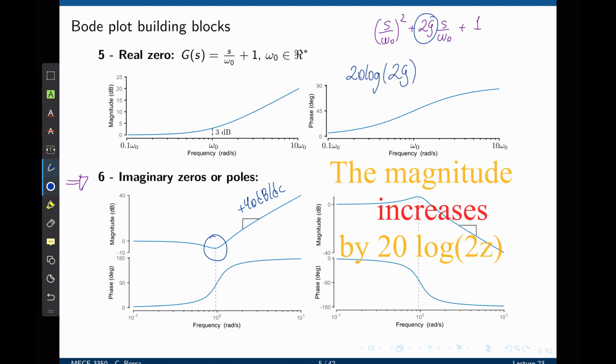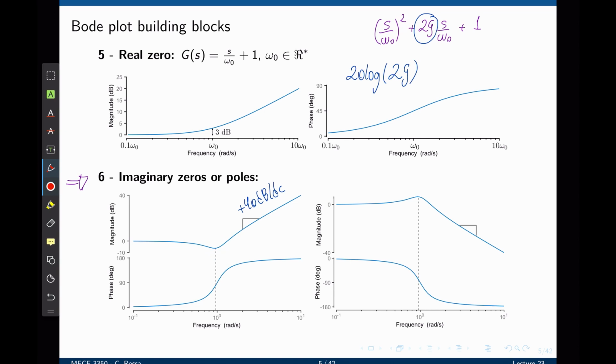of 2 zeta. This means that if zeta is greater than 0.5, then the magnitude at the cutoff frequency would see a bump that goes up. If zeta is less than 0.5, then this bump goes down at the cutoff frequency. Now let's take a look at the imaginary pole.